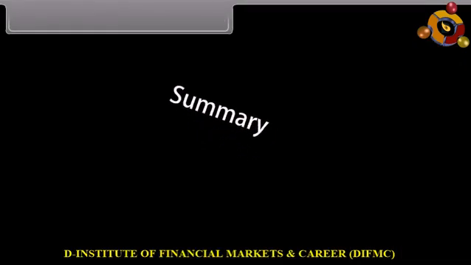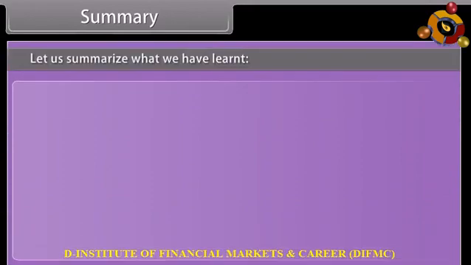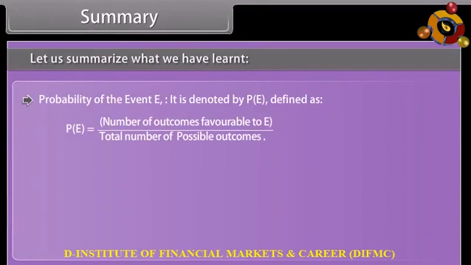Summary. Let us summarize what we have learned. The probability of the event E, denoted by P(E), is defined as P(E) equals number of outcomes favorable to E divided by total number of possible outcomes. For any event E, 0 is less than or equal to P(E), which is less than or equal to 1.